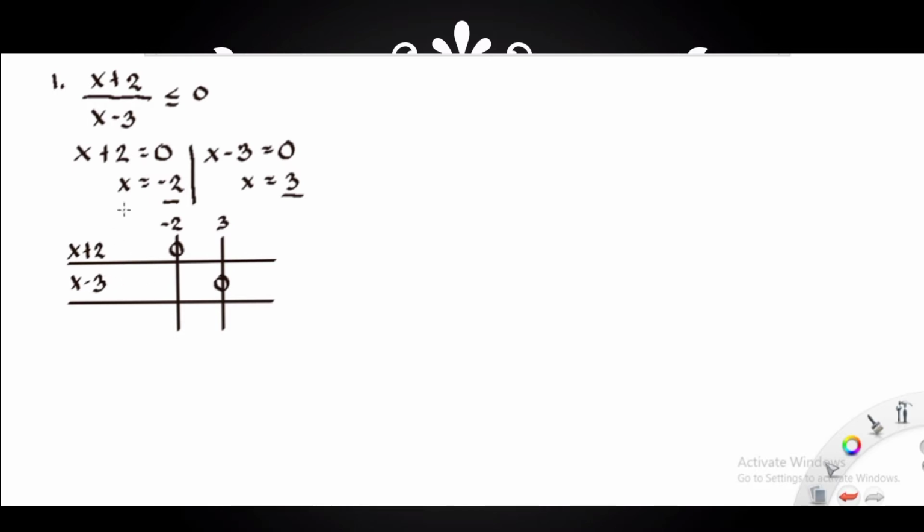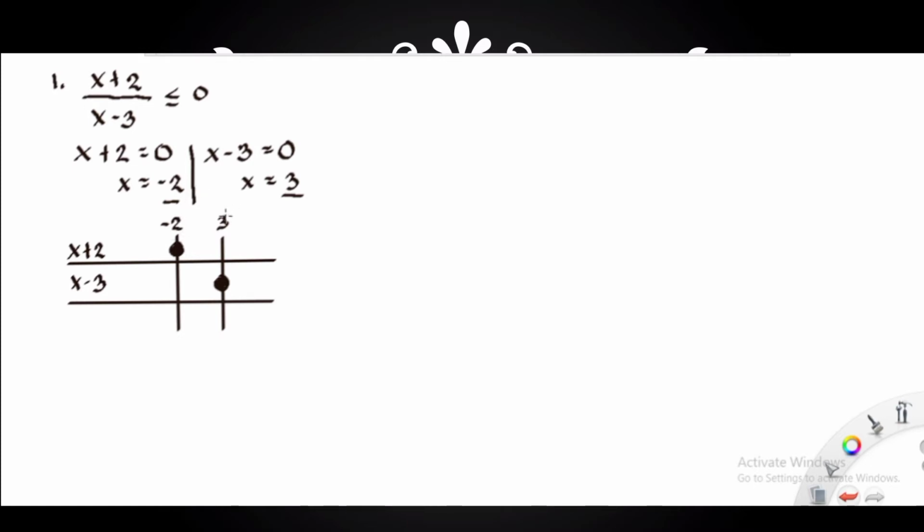Next, we have to decide, are we going to shade the zeros? So, paano natin malalaman? Babalik tayo sa ating inequality. Ang inequality natin ay merong or equal to, merong guhit sa ibaba. So, it means that kinakailangan nating i-shade ang ating zeros. Again, tandaan, kapag ang inequality symbol natin ay may guhit sa baba or equal to, it means that we have to shade the zeros.